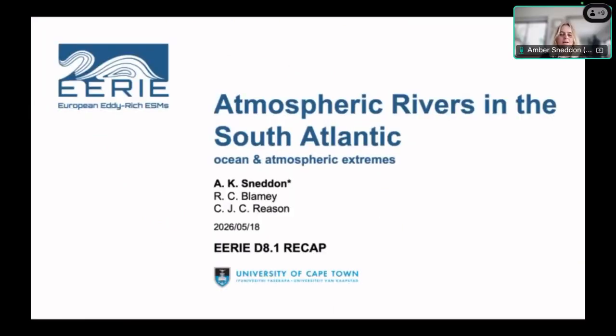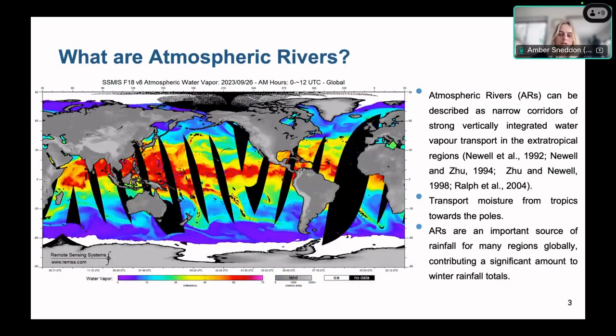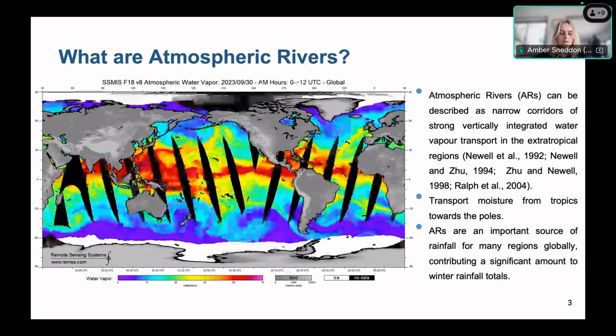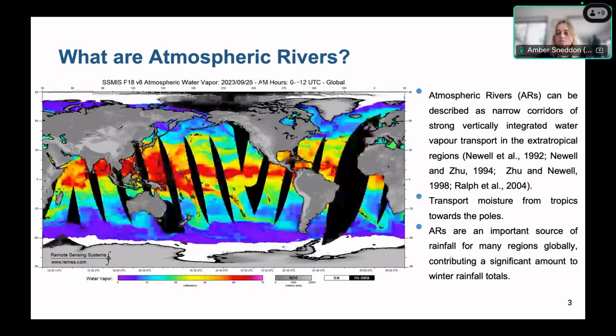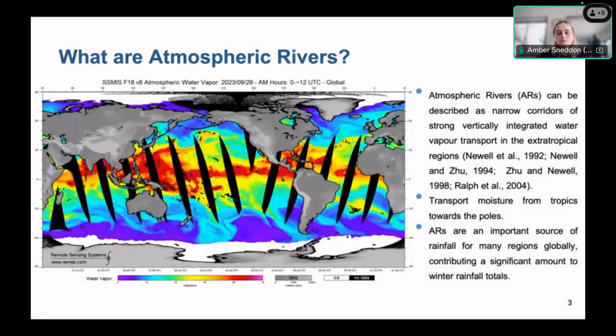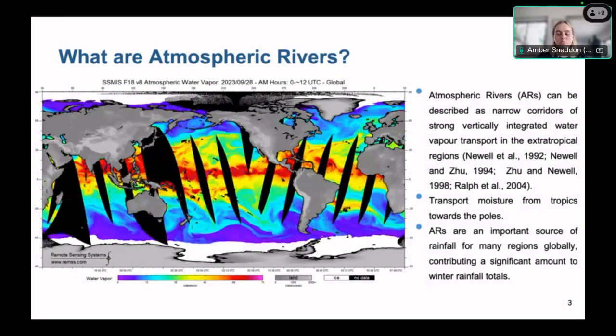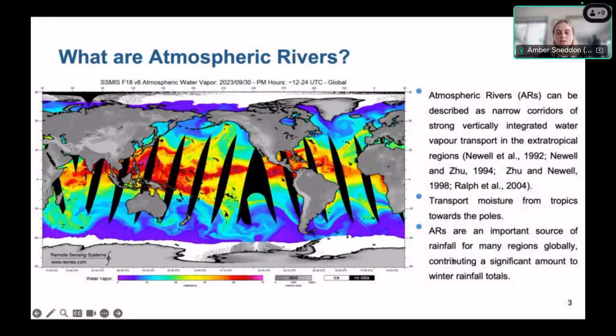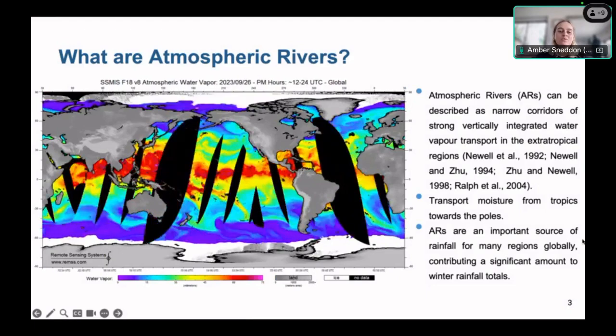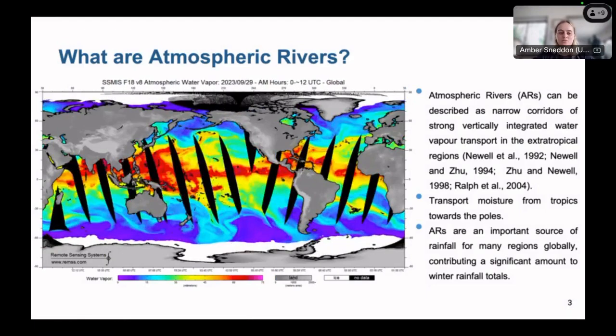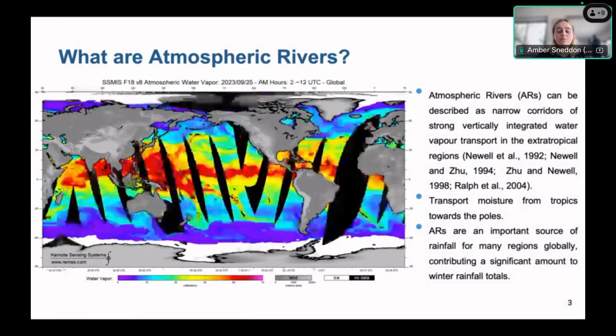Thank you. Hi, I'm Amber, as Thomas said, and I'm just going to present our contribution to D8.1, which was focusing on atmospheric rivers. Just a bit of background about what atmospheric rivers are. They are long, narrow corridors of very strong vertically integrated water vapor transport, situated in the mid-latitudes, transporting water vapor from the tropics towards the poles. They are both a very important source of moisture for many regions, and also a very big source of rainfall extremes.